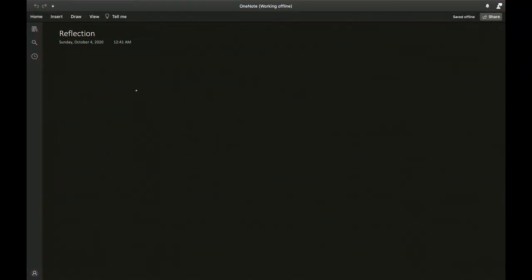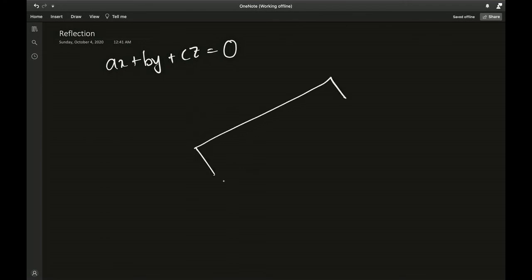Okay, so the basic idea goes like this. We have a plane with an equation ax plus by plus cz is equal to 0, and we want to reflect elements along this plane. So for example, if the plane were something like this, I'm assuming this is a two-dimensional plane sitting in a three-dimensional space.